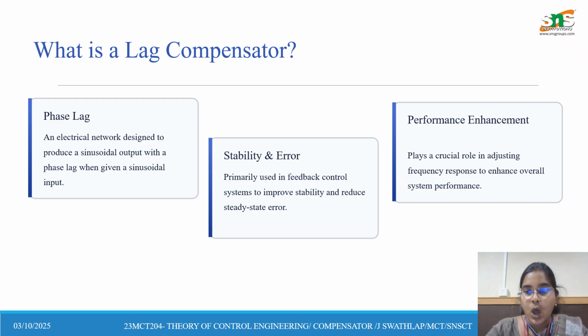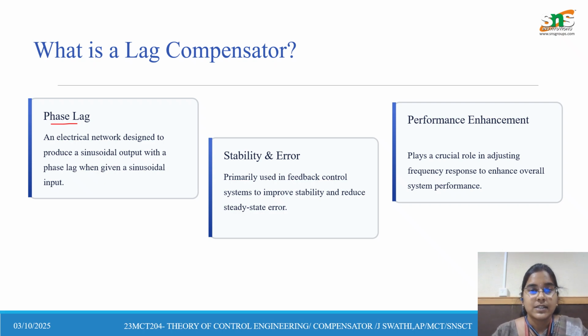Let us discuss how this works. The first one is the phase lag. The compensator adds a delay to the phase of the output signal relative to the input, and that is why it is sometimes called a lag network. It also acts as a low pass filter, significantly reducing the amplitude of high frequency signals.